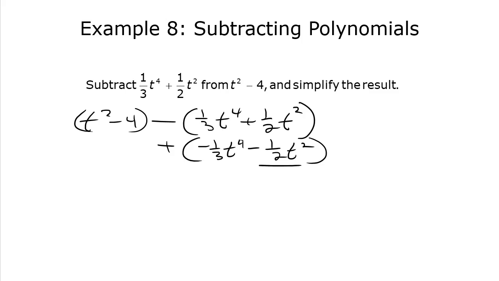And now we can do our like terms, right? We've got 1t squared minus 1/2 of a t squared. So we have, well, let's start with the big power, put it in proper form. We have negative 1/3 t to the 4th. And then we put these t squareds together and we get plus 1/2 t squared, right, because 1 minus 1/2. And then minus 4, because there's no constant to add to it. And there it is. That's our simplified result in our proper polynomial form.